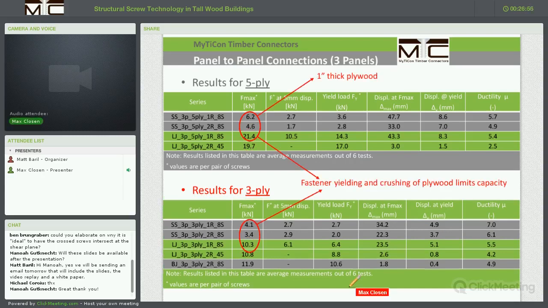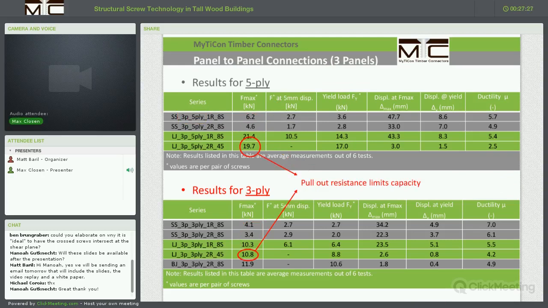For the surface ply connections, we have to understand that in the 3-ply panel, we used the 3/4-inch plywood spline, and in the 5-ply panels, we used basically a 1-inch surface spline, and with a thicker surface spline, we basically allow the connection to take more load, which basically tells us that in surface spline connections, the connection capacity is controlled by the plywood thickness.